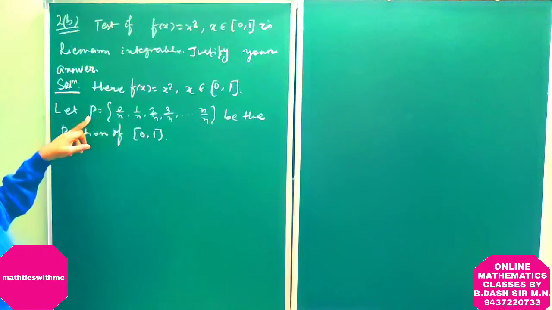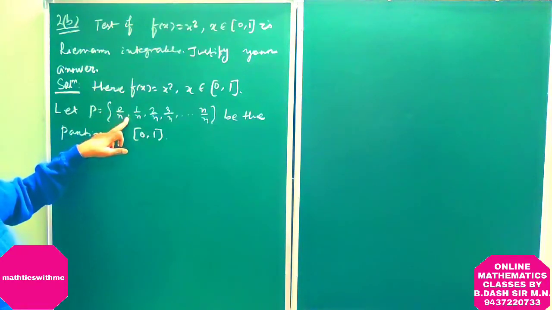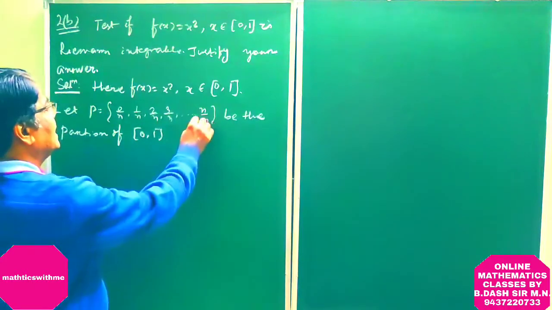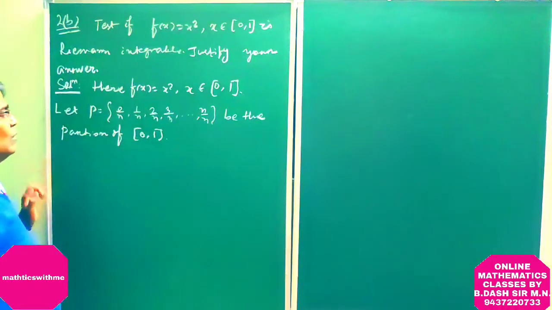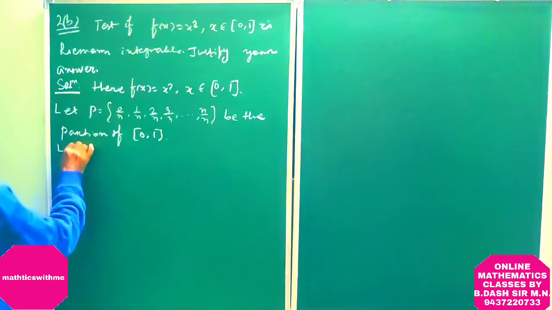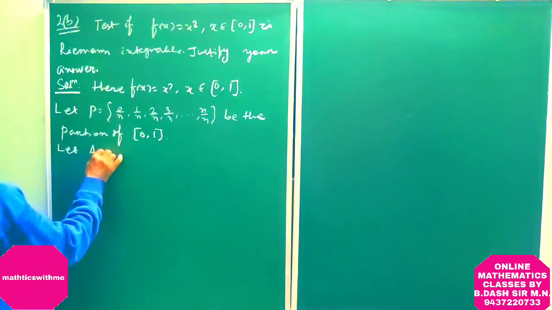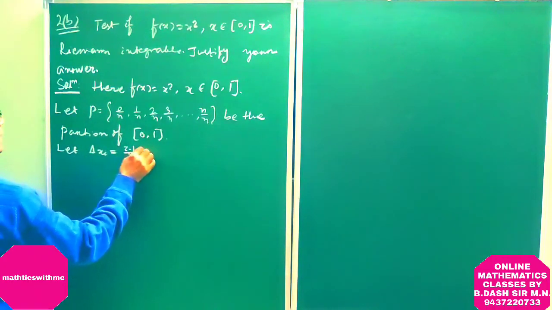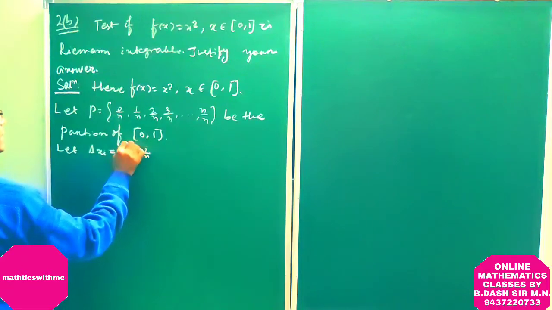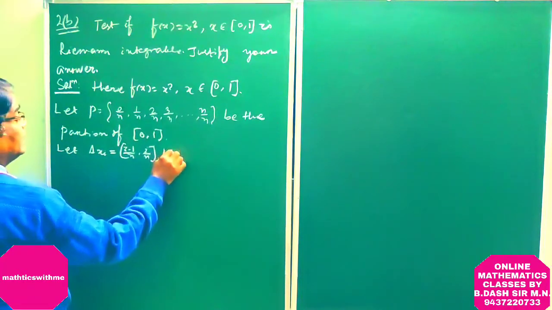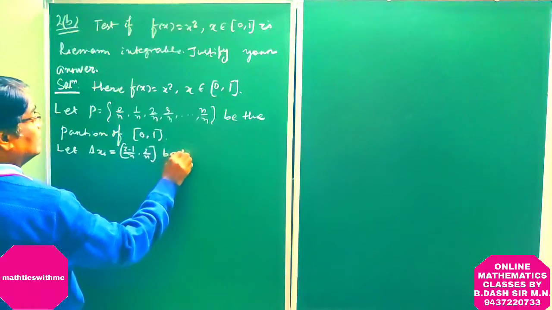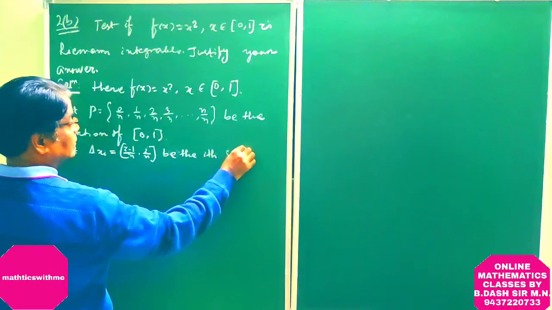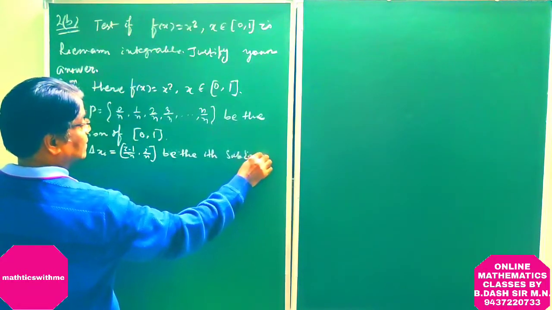Let us take the partition P is equal to 0 by n, 1 by n, 2 by n, 3 by n, up to n by n, be the partition of the closed interval. Let delta xi is equal to the interval i minus 1 by n, i by n be the ith subinterval.